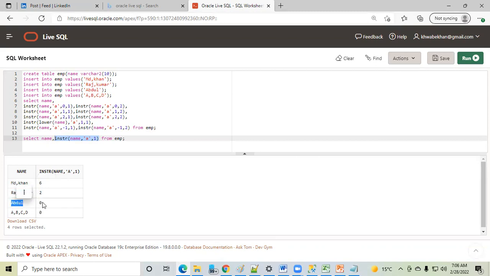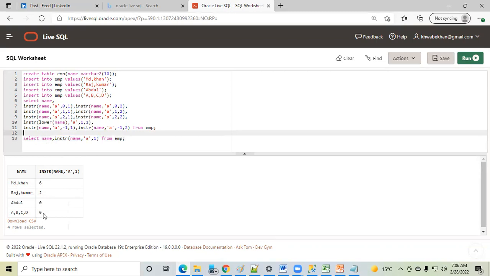Now in Abdul, why is it showing 0? Who will explain this? A is capital. Perfect. In the very beginning, I told you SQL is case sensitive with data. Here it is lowercase and here A is in uppercase, so both are different. The SQL engine is unable to find this lowercase a in the name Abdul. That's why the output is 0. Similarly, in ABCD you don't have any lowercase a, so again the output is 0. Hope this is clear. Any question, guys?